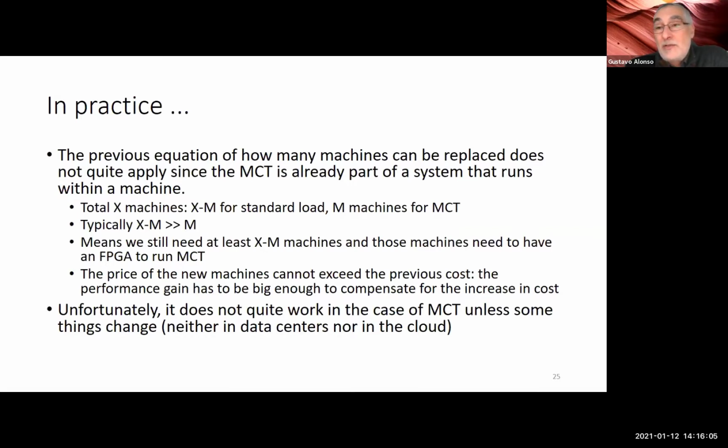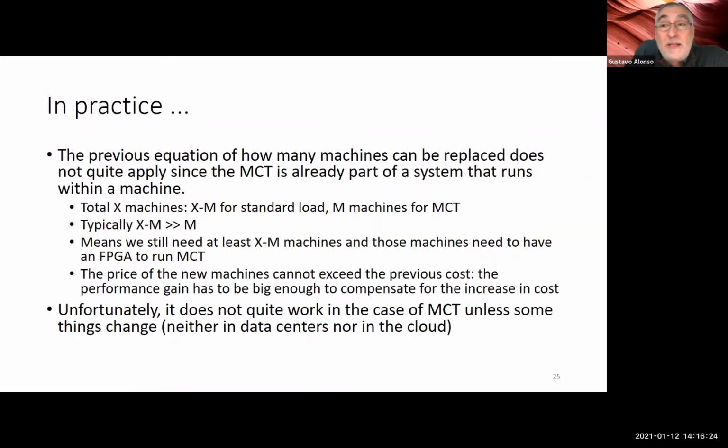neither on the data center. So if you're talking about the price of machines and how many machines you need and so forth, but also it doesn't work on the cloud either. Actually, the cloud deployment becomes significantly more expensive. Why? Because a machine with an FPGA costs much, much more. It's about 4 or 5 times more than a machine that does not have an FPGA.